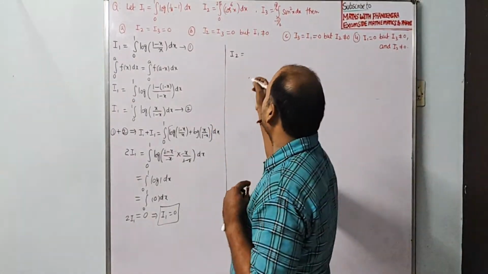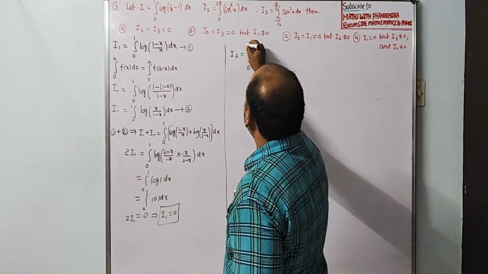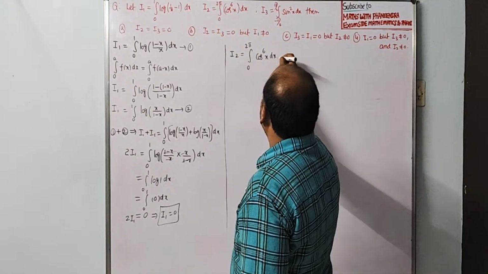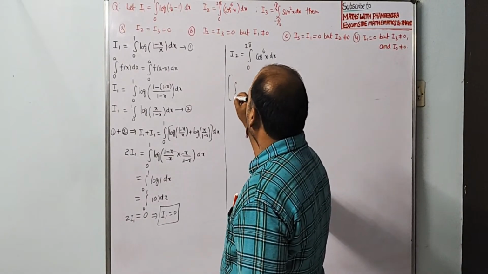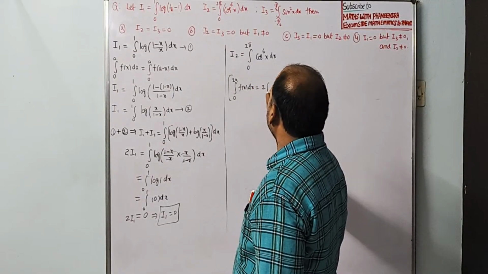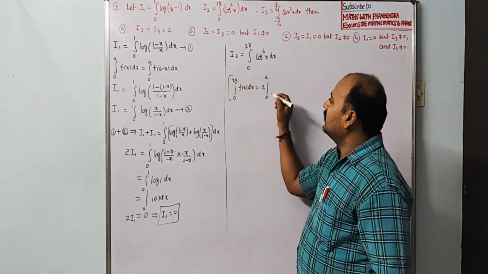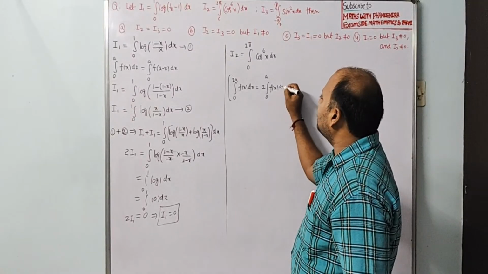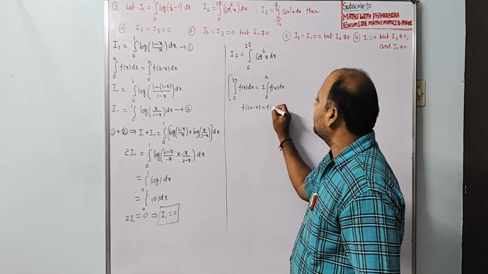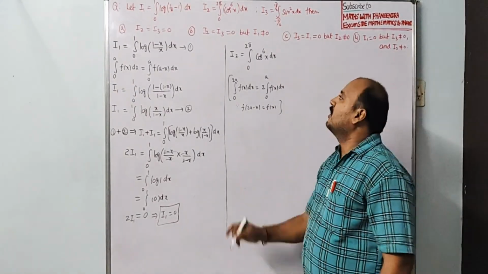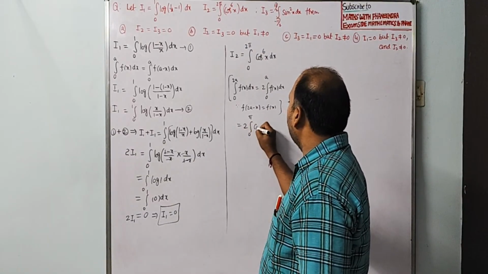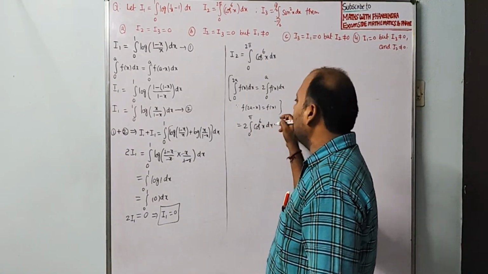Why? Because integral 0 to 2 pi cos power 6x into dx. Here we are going to apply the formula. Integral 0 to 2a f of x into dx equal to 2 times integral 0 to half of the upper limit f of x dx, when it is possible, since f of 2a minus x equal to f of x, since it is indirectly an even function. So we can write it as 2 times 0 to pi cos power 6x into dx. Still it is an even function.